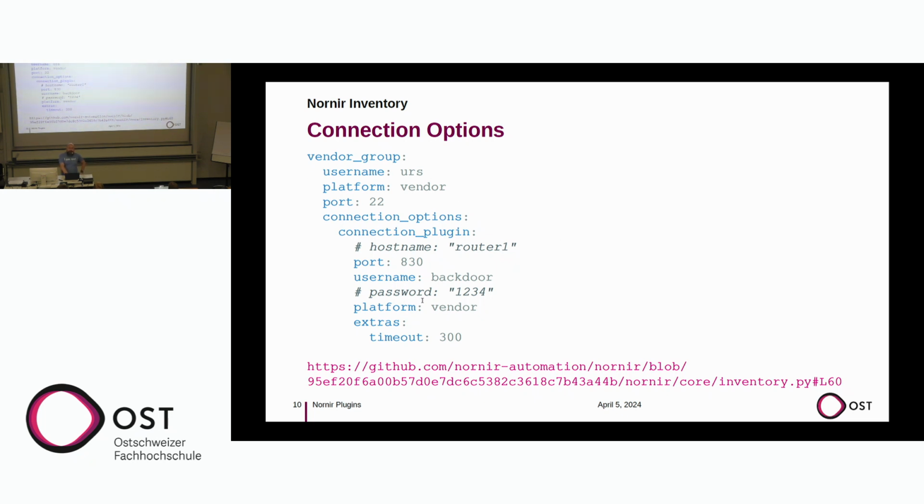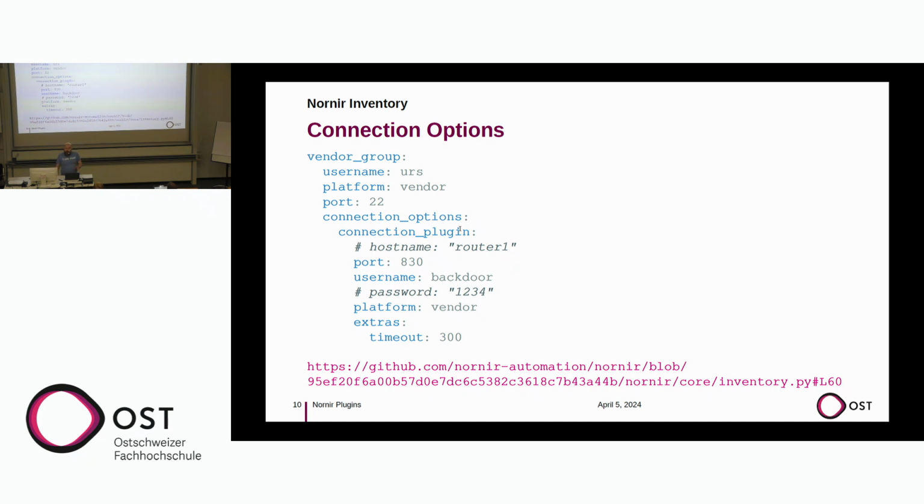But if we have, for example, two different ways to communicate with a device and we have two different passwords, we need to be able to specify them. So we could also specify them on the connection plugin level at the end. This here is the name of the plugin, so for example, NAPALM or Netmiko.